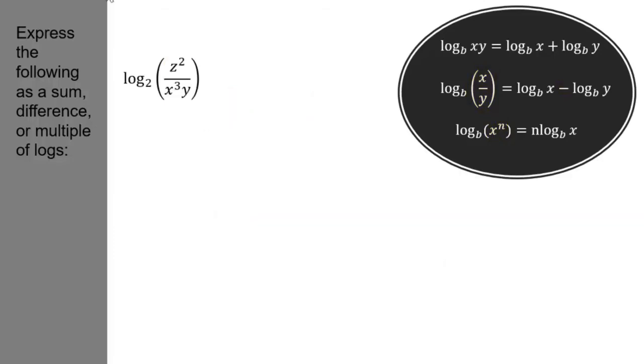This one has a little bit more going on. So we've got both a quotient, a product, and some powers. Let's tackle these one at a time, starting with the quotient. So we'll have the logarithm of z squared to the base 2 minus the logarithm of everything in the denominator.